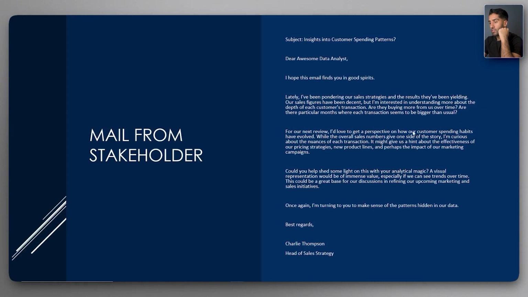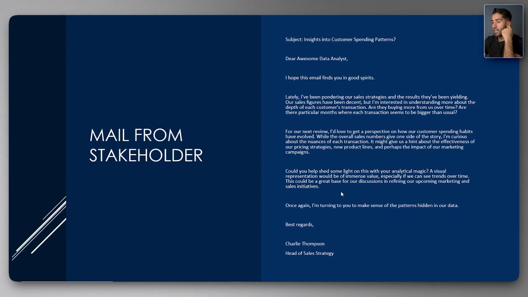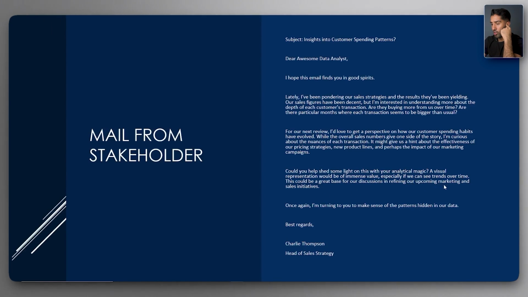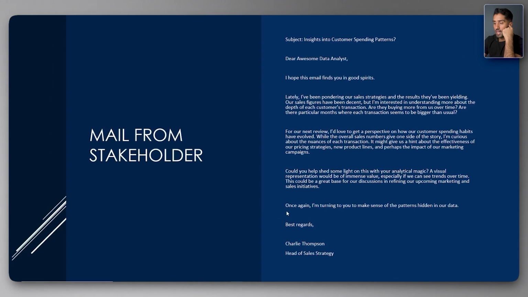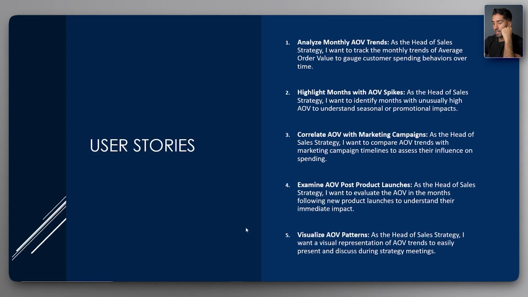While the overall sales numbers give us one side of the story, I'm curious about the nuances of each transaction. It might give us a hint about the effectiveness of our pricing strategies, new product lines, and perhaps the impact of our marketing campaigns. Could you help shed some light on this with your analytical magic? A visual representation would be of immense value, especially if we can see trends over time. This could be a great base for our discussions in refining our upcoming marketing and sales initiatives. Once again, I'm turning to you to make sense of patterns hidden in our data. Best regards, Charlie Thompson, Head of Sales Strategies.